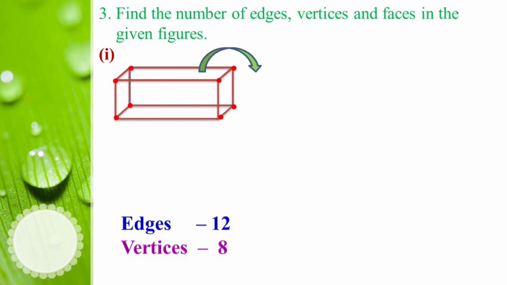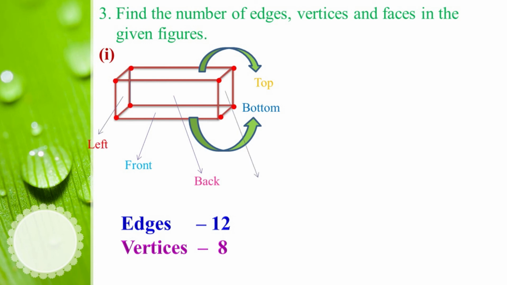Let us count the faces. One which is on the top, second one which is at the bottom, third one which is in the front, and one face at the back, next face on the left side, and other face on the right side. Therefore, number of faces is equal to 6.